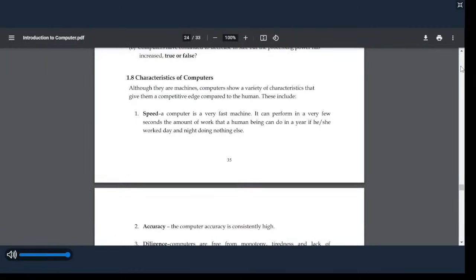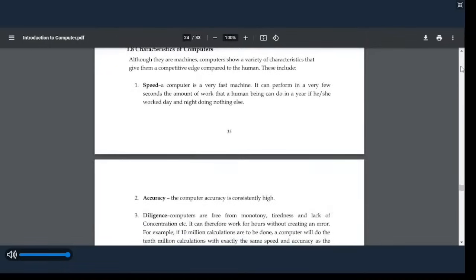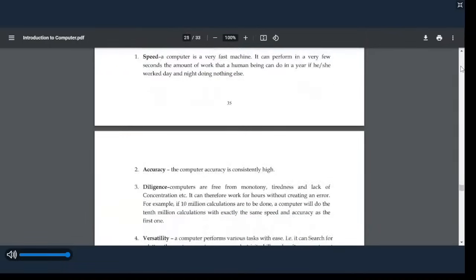Then accuracy: the computer's accuracy is consistently high. Then diligence: computers are free from monotony, tiredness, and lack of concentration. It can therefore work for hours without creating an error. For example, if 10 million calculations are to be done, a computer will do the 10 millionth calculation with exactly the same speed and accuracy as the first one.